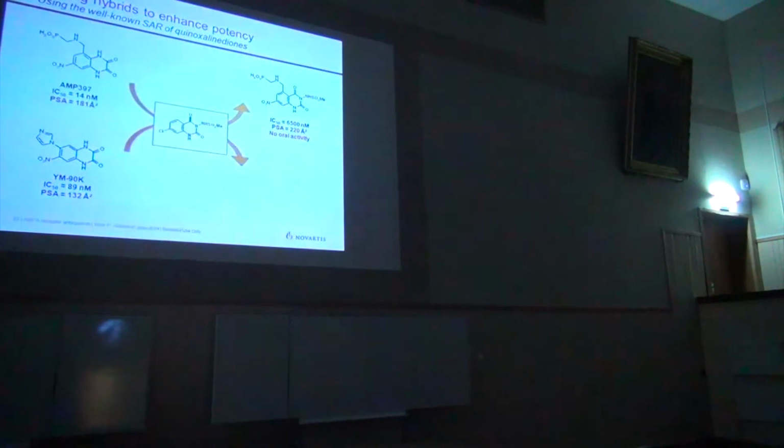And we started again making hybrids, starting from, for instance, YM90K, which is a compound from Yamanouchi, which has an IC50 of 89 nanomolar and which is less hydrophilic. It has a polar surface area of 132 compared to 180 for MP397. We combined it with our lead, we obtained this molecule, which we were happy to see has an affinity that remains at the same level as YM90K.